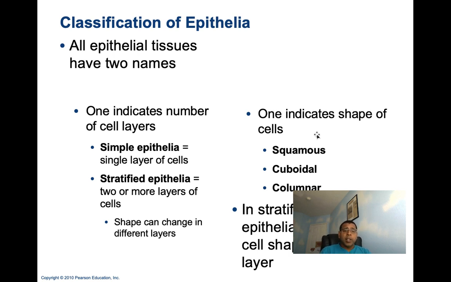The second classification is stratified epithelium. Stratified epithelium is going to be composed of two or more cell layers, where the cells are stacked on top of each other.